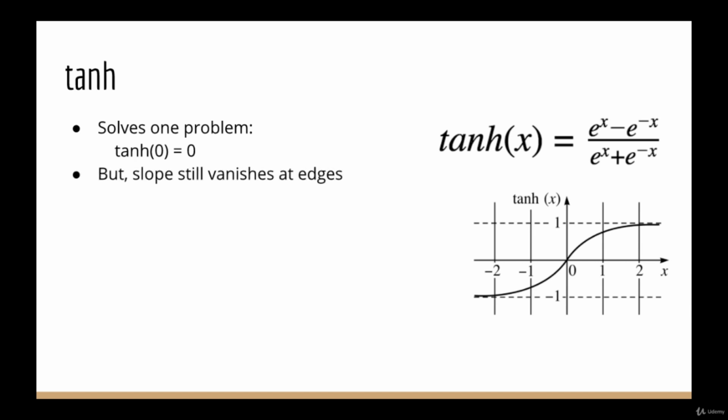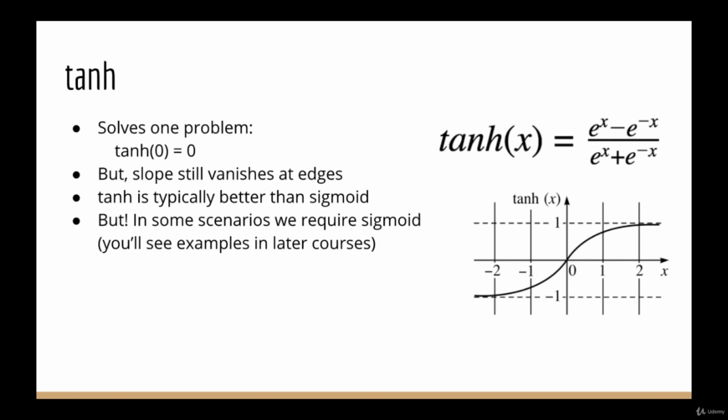In general, the tanh is typically better than sigmoid, so if you have to choose between these two, you probably want to go with tanh, unless there's a specific reason you want to stick with sigmoid. You'll see at least one example of that in a future course. Neural network researchers were very stuck on this S-shaped curve for a long time. It's clearly nonlinear, and we need nonlinearities in order to create a nonlinear function approximator.